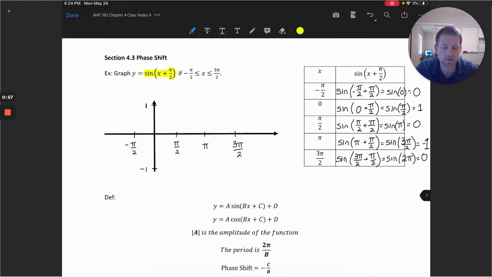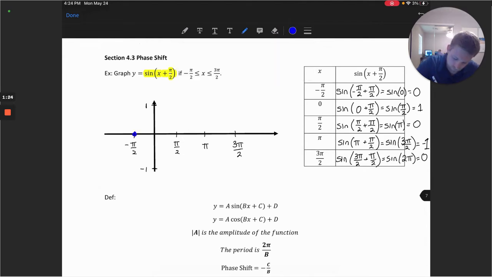And so let's just plot some of these points down and then get a feel for the shape of the graph and the overall shifting that happens when we have x plus pi over 2. At negative pi over 2, we know that this sine function is going to be 0. Sine of 0 is 0. So we would place our functional value down at the x-axis.